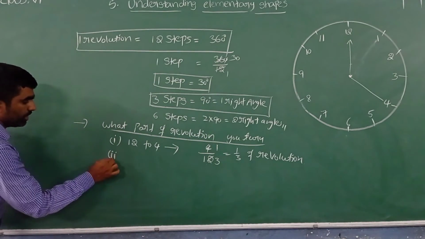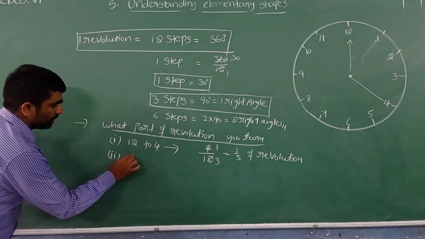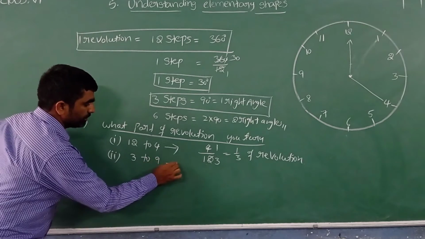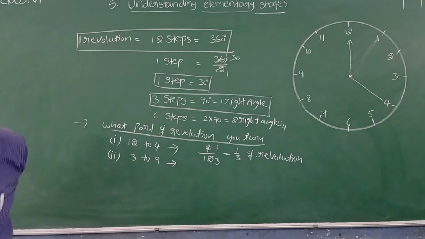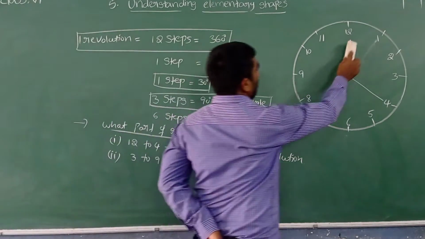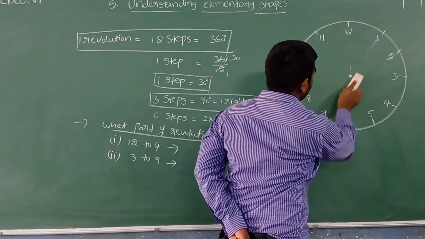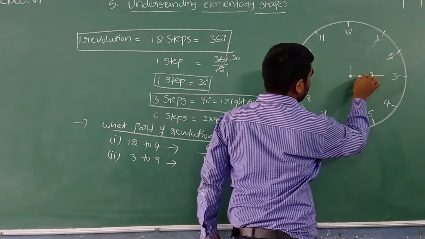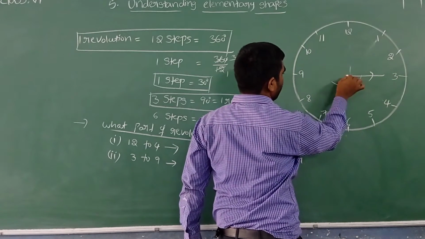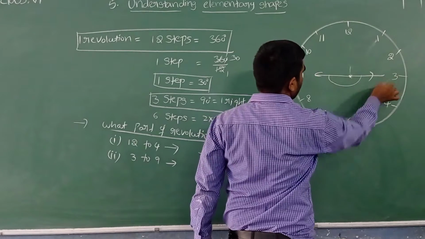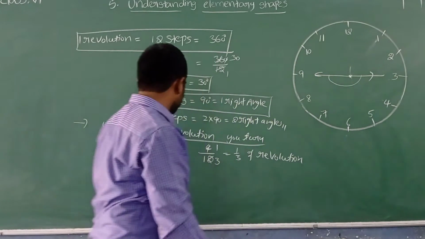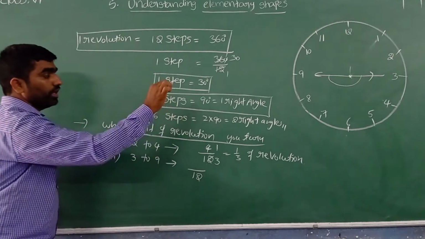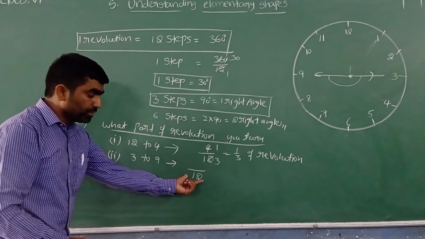So next, let me take one more example. If you turn from 3 to 9, here we consider only the clockwise direction. The hands are going to move in the clockwise direction only. We start with 3 and turn clockwise up to 9. Now, from 3 to 9, how many steps? For the denominator we take 12 steps, since the total revolution is considered as 12 steps.